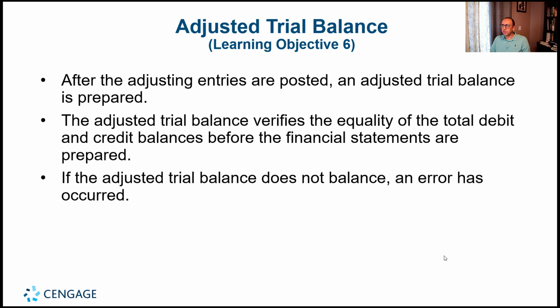The adjusted trial balance verifies the equality of the debit and the credit balances before the financial statements are prepared. If the adjusted trial balance does not balance, an error has occurred. The good thing about the adjusted trial balance, it makes us ready to prepare the financial statements. So the post-closing trial balance, that's a later stage. After the financial statements are prepared and we close something called the temporary accounts, we're going to have the post-closing trial balance. But now, once we have the adjusted trial balance and everything looks good, we're ready to prepare financial statements.